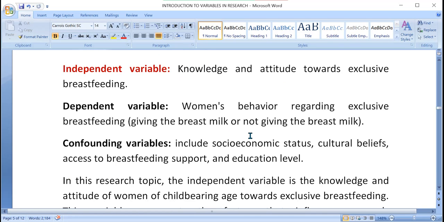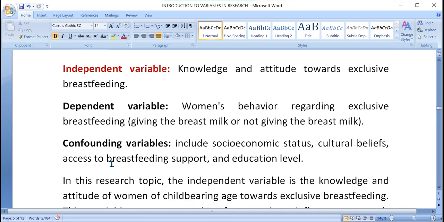We want to come to a conclusion. You understand? We want to come to the conclusion that knowledge of breastfeeding affects women breastfeeding exclusively, or that whether you have the knowledge or not, it doesn't affect exclusive breastfeeding. So now, exclusive breastfeeding is the practice that is being seen, measured, and observed, and that is the dependent variable.